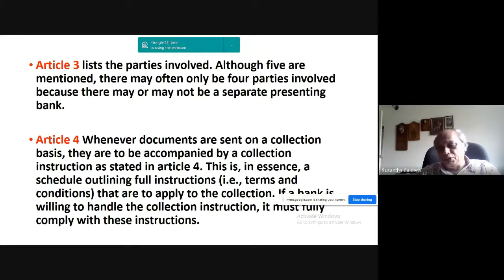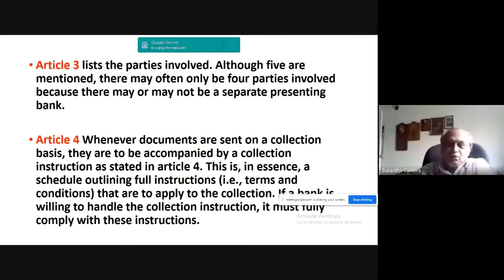to our beneficiaries. So when the beneficiaries submit the collection documents to the remitting bank, the form gives every instruction. Only the customer has to tick. Then there's no ambiguity, right? This is in essence a schedule outlining full instructions, for example, terms and conditions that are to apply to the collection. If a bank is willing to handle the collection instructions, it must fully comply with these instructions, right?